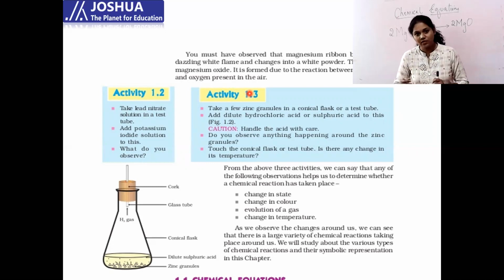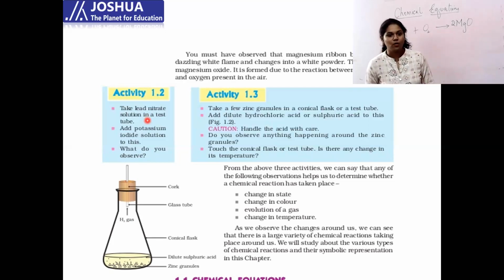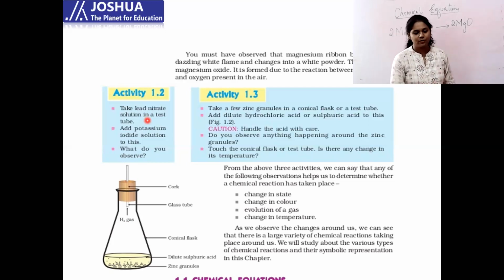Okay? And whatever notes that I have to give you, I will definitely give you while I'm dictating. I'll tell you what to write where. So now make sure that you're writing in the textbook. Check out this activity 1.2. You're taking lead nitrate solution in a test tube. You are adding potassium iodide solution to this. What do you observe? This activity is quite simple.